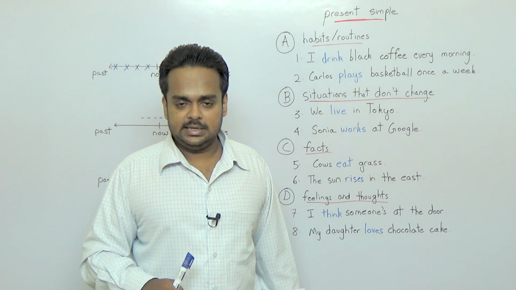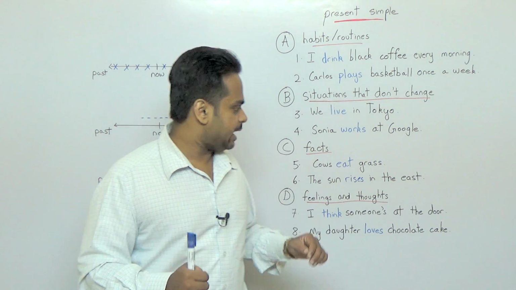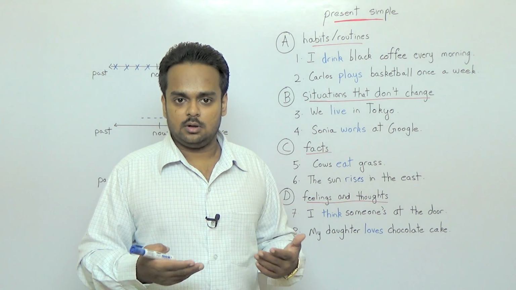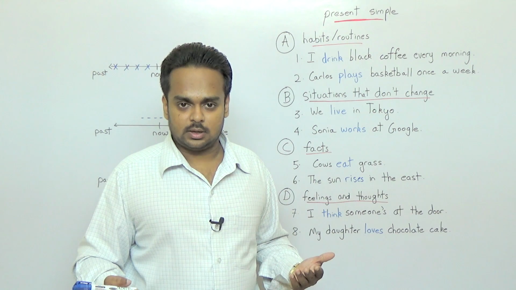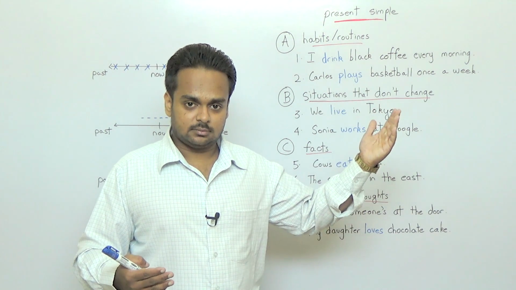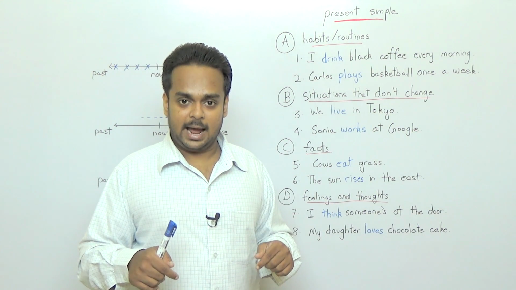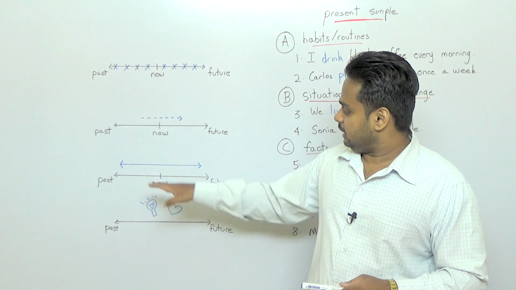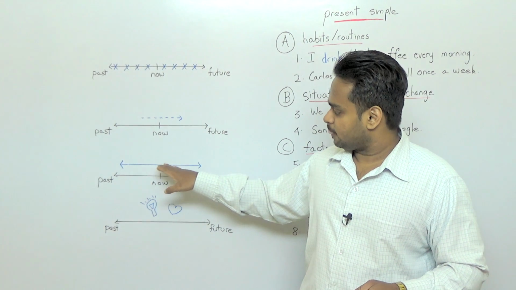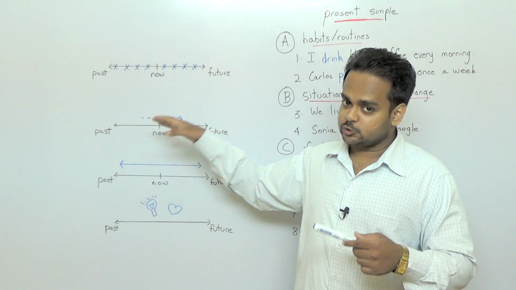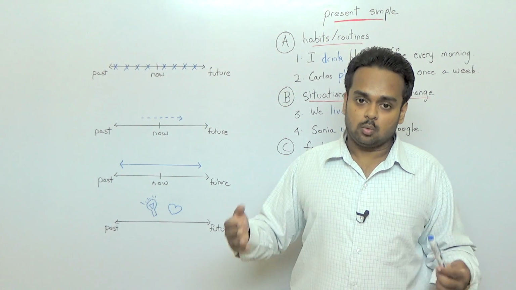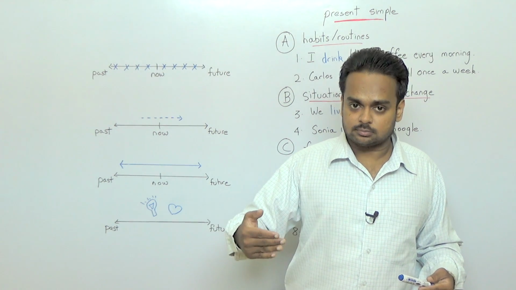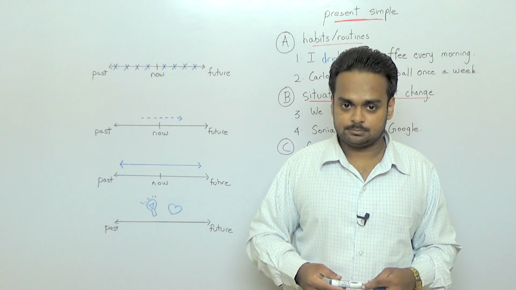A fact is a truth about the world. For example, cows eat grass. Now, this is always true. Cows always eat grass. They used to eat grass in the past. They eat grass now. And cows will eat grass in the future as well. Okay? So it's kind of like this, where it was true in the past and it's going to be true in the future. It's always true of the world.